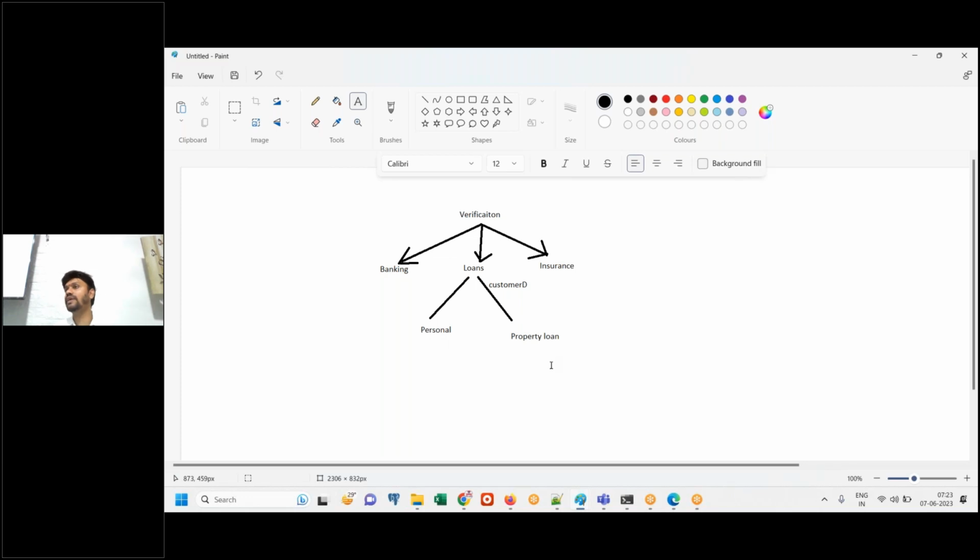Property details, where do I create the form for property details? Here I will create it. And the personal loan related one I will create here. Personal loan interest rates and property loan interest rates are different. The personal loan interest rate I'll display here only.